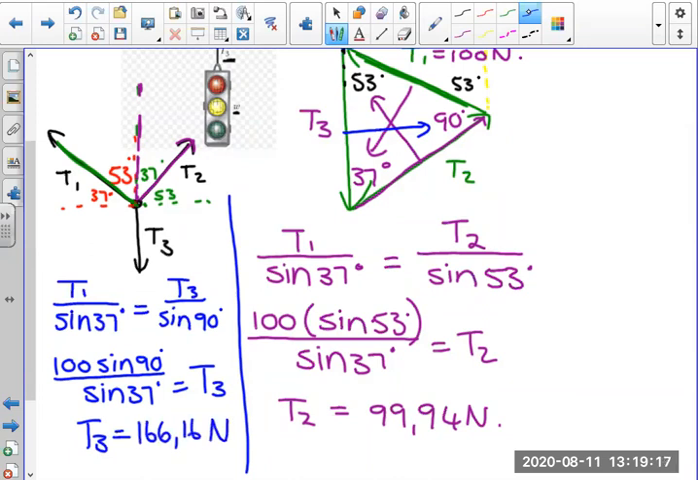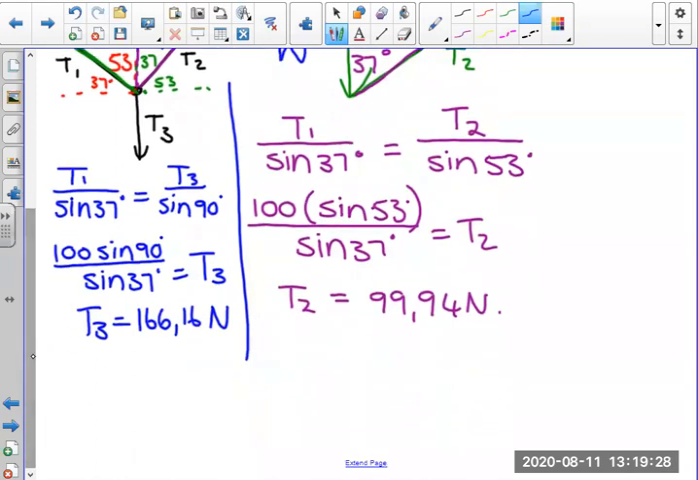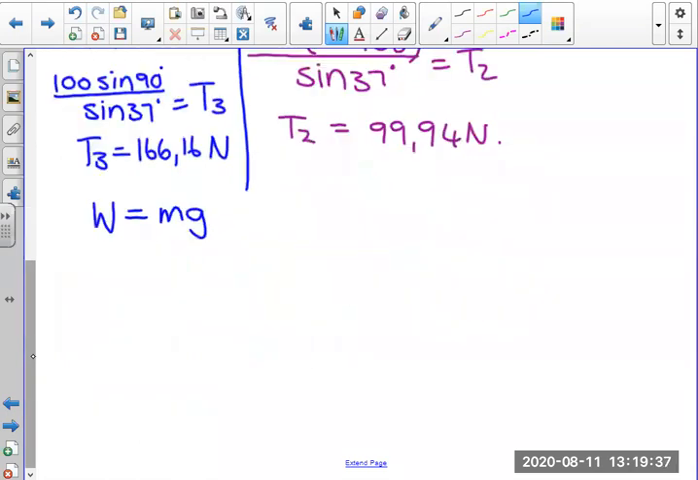166,16 Newton. But they ask me the mass, not the force. So T3 is actually the weight. Can you see that? So what I can do now is I can say weight, or T3, because that's the same thing, equals m times g. So the weight is 166,16 equals, I want the mass, and the gravitational acceleration is 9,8.